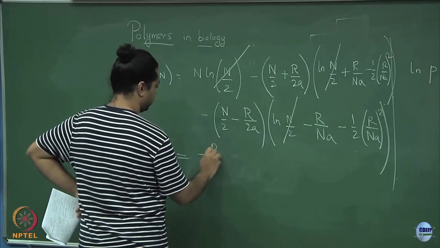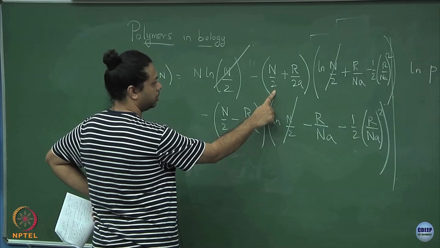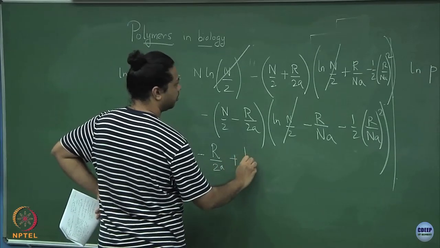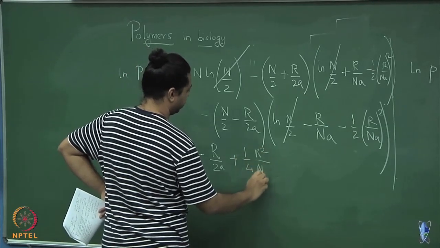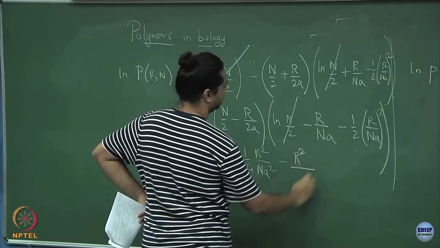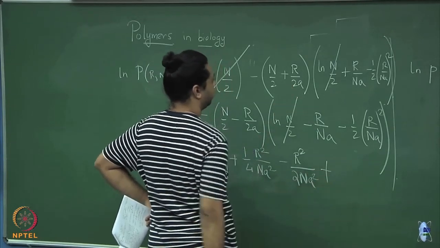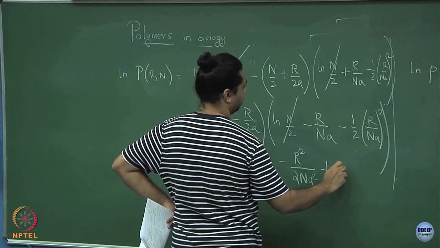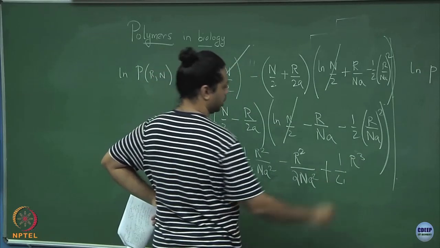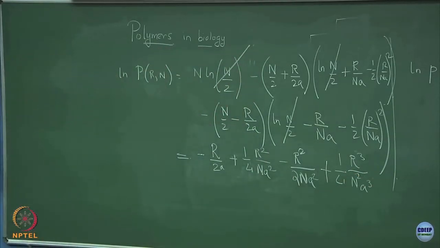Minus r by 2a, then plus 1 by 4 r square by n a square, minus r square by 2 n a square, and then here a plus one by four r cubed by n square a cubed. Hopefully they will cancel out at some point.